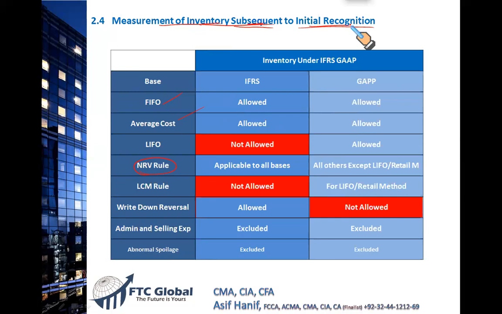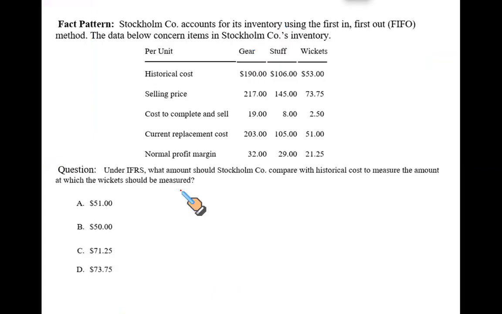So please, gentlemen, focus. NRV rule is applicable under all bases in IFRS and all bases under US GAAP except LIFO and retail method. For LIFO and retail method, we have a separate rule called LCM. Okay, let's do it. What is NRV rule? First of all, you need to know what NRV is: the difference between your final selling price, which I'm going to write as FSP for short, minus cost to complete and minus cost to sell.